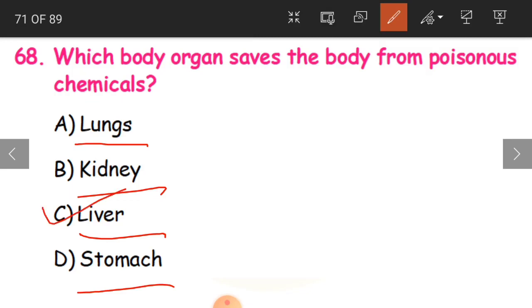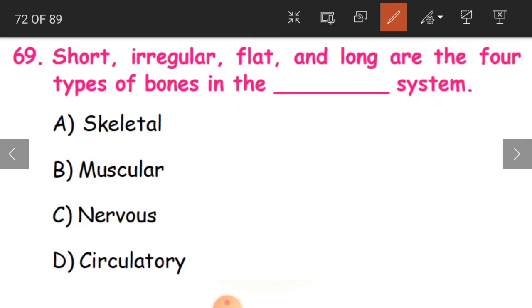And the answer is liver. Okay, children, the answer is liver. So this liver is going to save our body from poisonous chemicals, and it also helps us in digesting the food. Okay, clear? Now, 69th question. Short, irregular, flat and long are the 4 types of bones in the dash system.